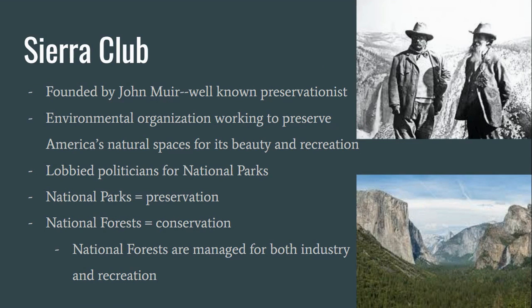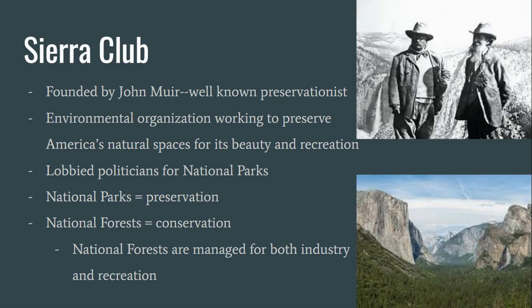The Sierra Club, still operating today, was founded by John Muir in 1892. Muir and the organization are well known for their efforts to preserve natural spaces. They advocated the setting aside of specific areas to become national parks in which Americans can enjoy for their beauty and recreation. So one thing to make note of is the differences between national parks and forests, of which there are many and cover vast swaths of land.